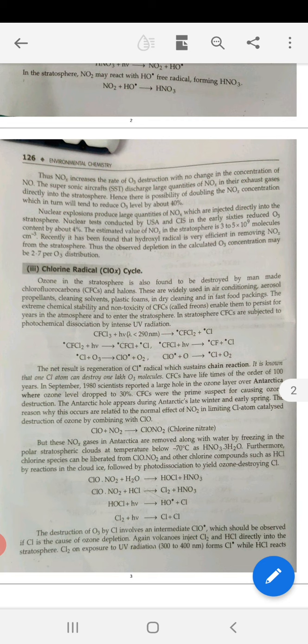Nuclear tests conducted by the USA and CIS in the early 60s reduced ozone content by about 40%. The estimated value of NOx in the stratosphere is 3 to 5 times 10 to the power of 9 molecules per centimeter cube. Recently, it has been found that the hydroxyl radical is very efficient in removing NOx from the stratosphere. Thus, the observed depletion in the calculated ozone concentration may be 2.7 per oxygen distribution.